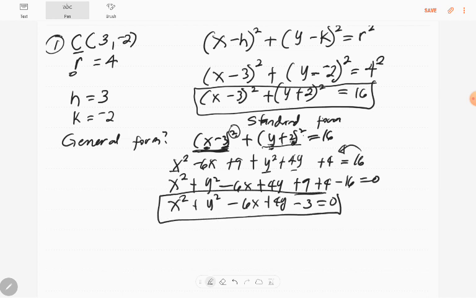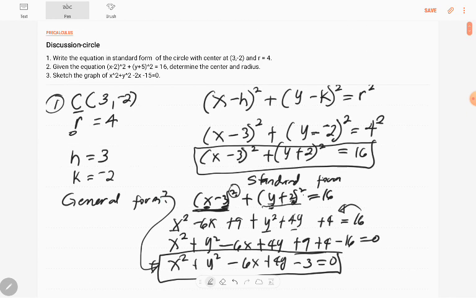This equation is known as the general form of the equation of a circle. So should you be asked to find the general form, this is what you will need to do. But since the problem only asks for the standard form, the earlier result will be your answer.